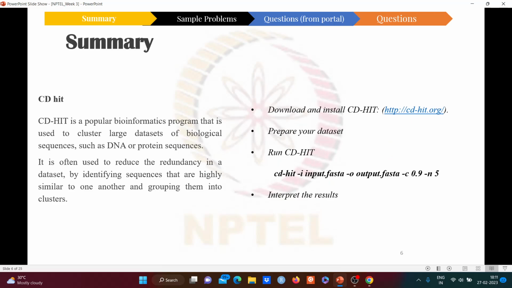Now let's see the steps involved. CD-HIT can be downloaded from the website http://cdhit.org, and the website provides installation instructions for various operating systems as well. Next step is to prepare your dataset. The input file should be in FASTA format with one sequence per record.